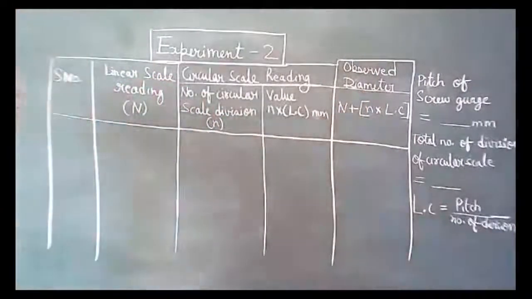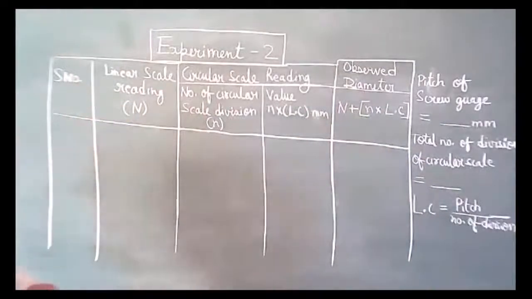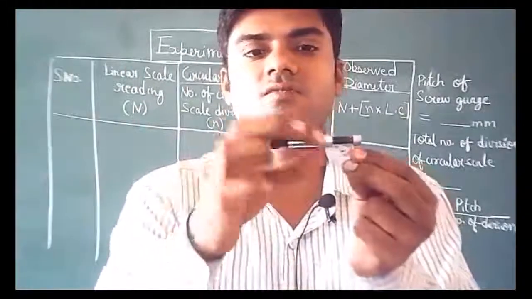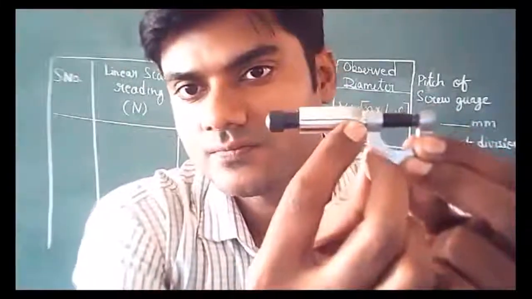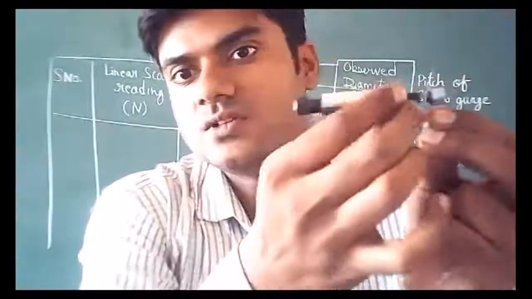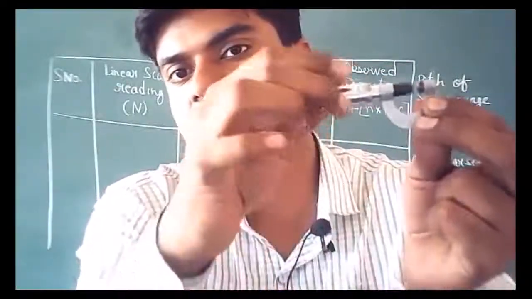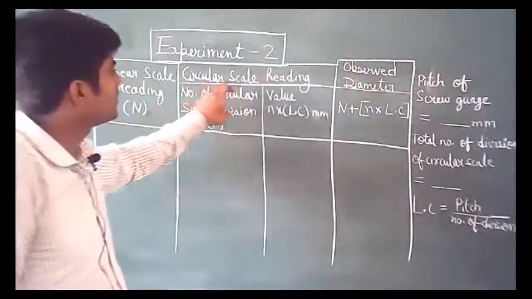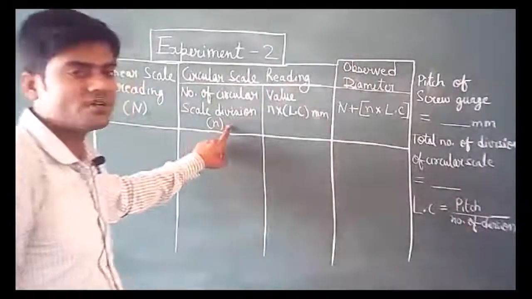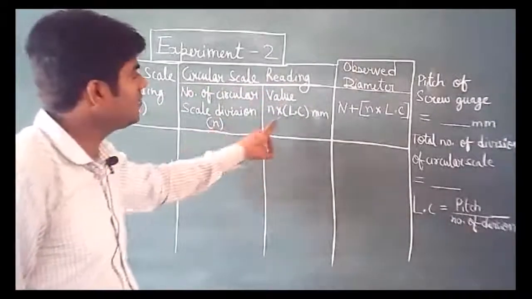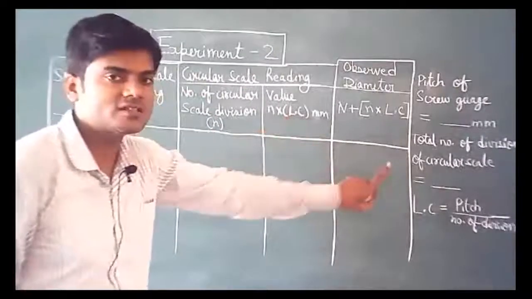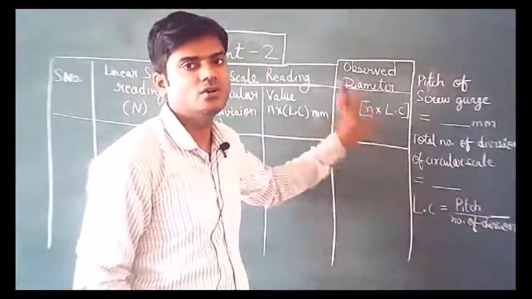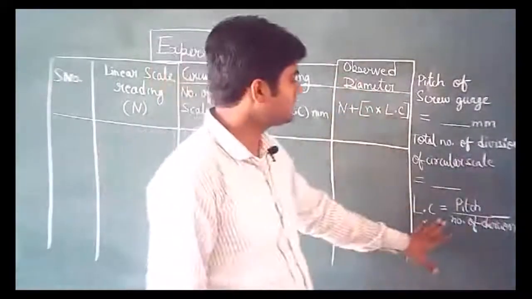First of all, linear scale reading. Here in this screw gauge, as you have already done the experiments, one scale is the linear scale and one scale is the circular scale. So this scale is linear and this scale is circular. Linear scale reading will be capital N, circular scale reading, whatever number of divisions we get, we'll write as small n, then we'll multiply it with the least count. I'll show you how we calculate the least count. Then observed diameter will be N plus n into least count. So first of all, let us calculate the least count.